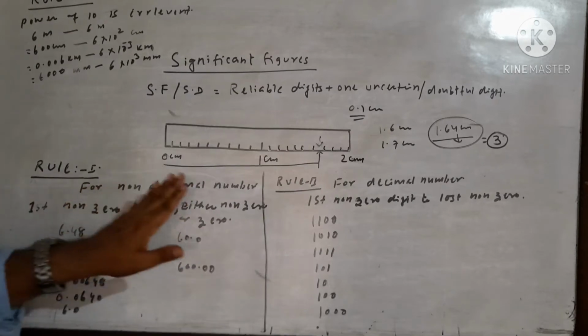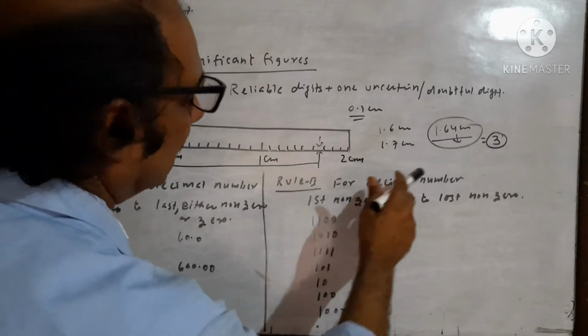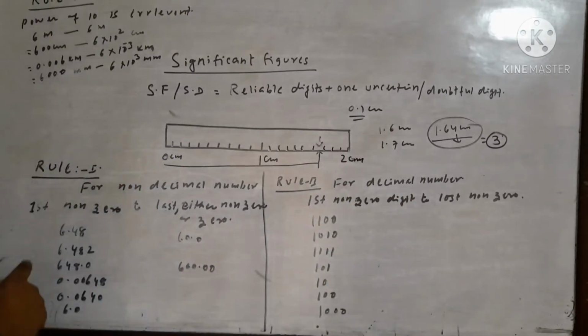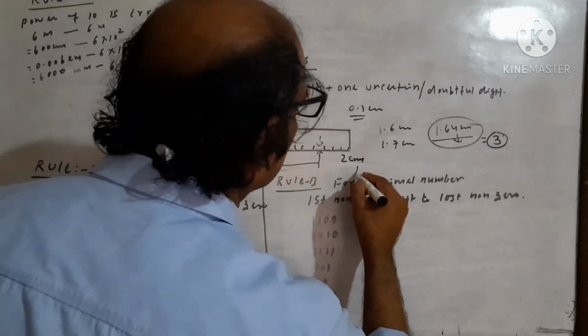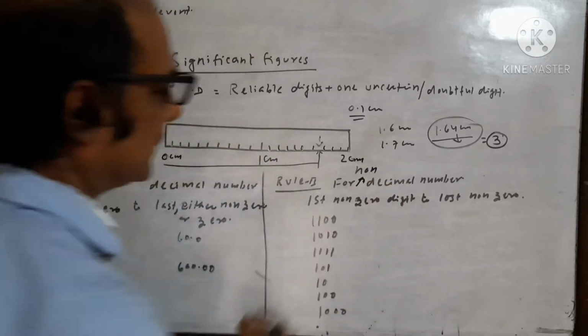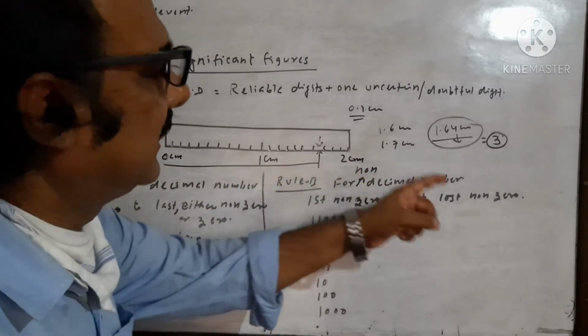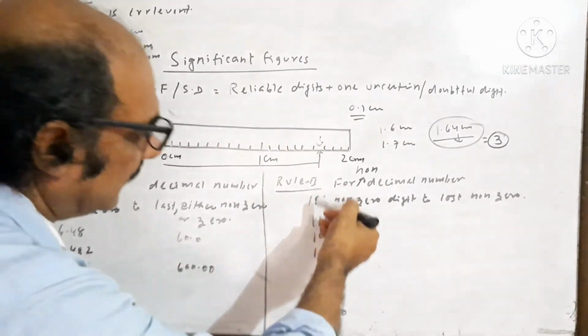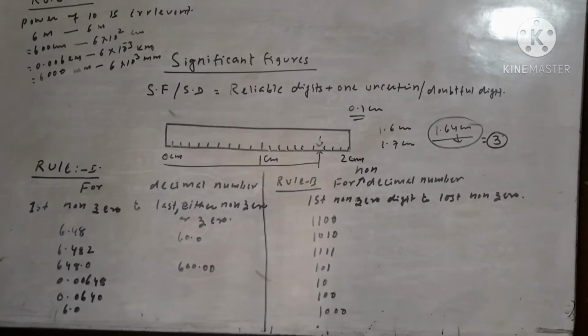Rule first for decimal numbers and rule second for non-decimal numbers. So, sorry, I said it the other way: rule first for decimal number and rule second for non-decimal number. These are numbers where there is no decimal point mentioned in the collection of numbers.